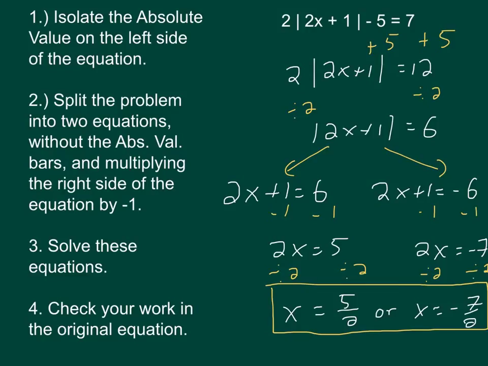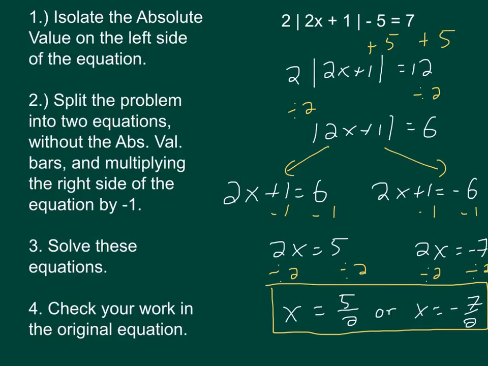Alright, so we see that we end up getting x equals 5 halves, or x equals negative 7 halves. Those are the two different solutions. Doesn't mean we get to choose which one we want. It means that both of them are solutions. Now, very important with absolute value, we actually want to check our work by plugging our solutions into our original equation.